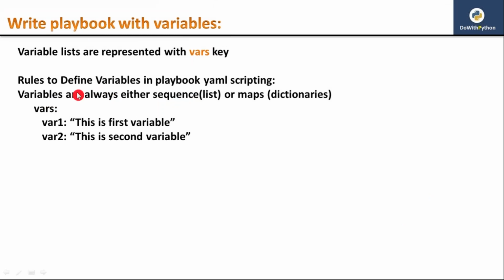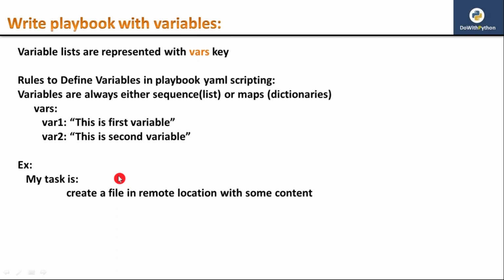Now, in order to understand how to define variables and how to use them in your playbook or YAML scripting, let me go with a simple example. Suppose my task is to create a file in a remote location with some content. Guys, try to understand that here I am not transferring an existing file from my Ansible admin client, or from the Ansible controller, to remote servers. I am not transferring a file. I don't have any file on my Ansible admin client. Directly I am creating a file on the remote location with some content. Now here I am going to write this task with variables. How I will write it, I will show while writing the script.